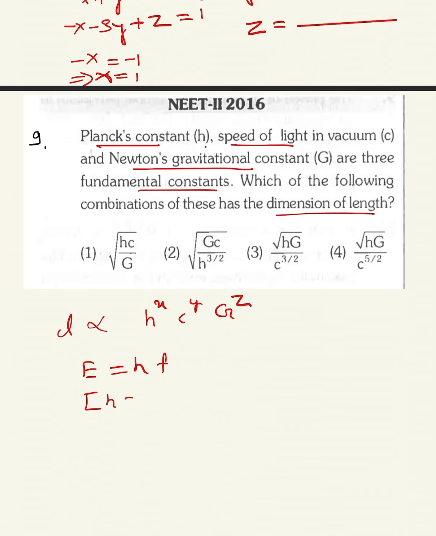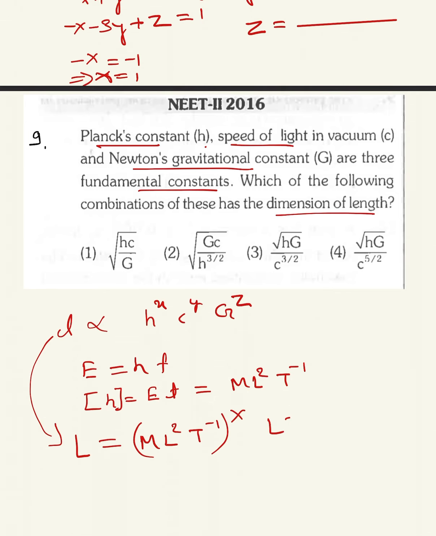So the dimension formula of h is equal to energy into time, like this. Energy into time, since frequency is 1 by time. Here energy, we know, is ML^2 T^-2, but into time, I will get T^-1. This is the dimension formula of h. And now the question is not really difficult. The dimension formula of L, that is capital L, is equal to whatever constant appears in place of the proportionality constant, which will be dimensionless, times h to the power x, so ML^2 T^-1 to the power x, and c, LT^-1, that is velocity, to the power y.